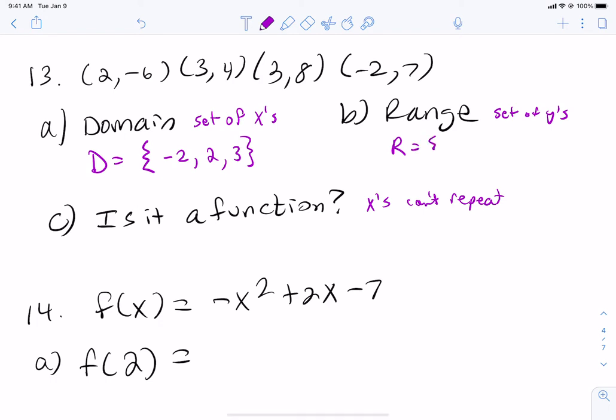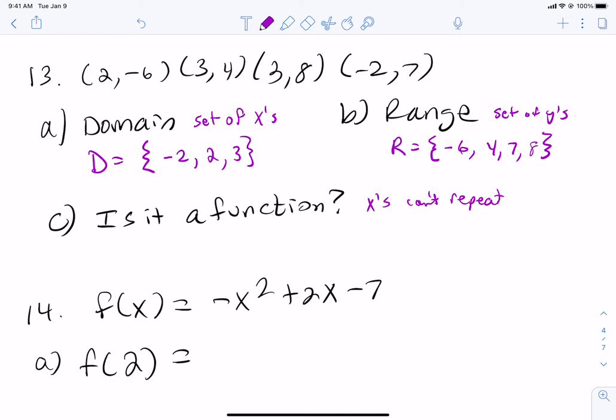Now, the range are just the set of y's. So the set of y's, it's -6, 4, 7, 8. And order doesn't really matter. I do tend to write them least to greatest just so I can organize it and so I know what have I used, what have I not used, stuff like that.